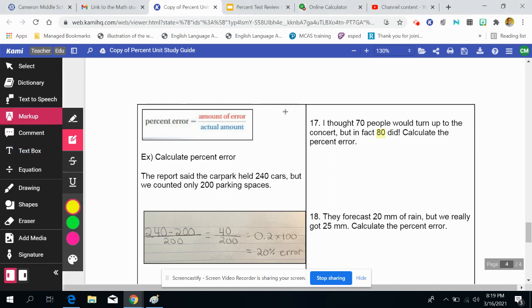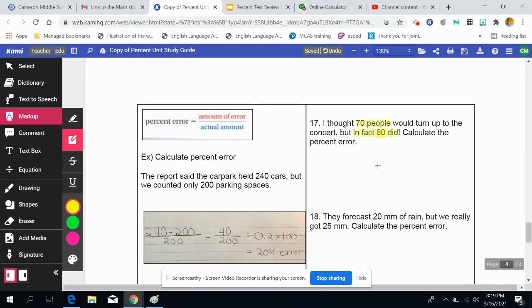And let's mark this up. I thought 70 people would turn up to the concert, but in fact, 80 did. Calculate the percent error. So my prediction was 70 people. But in reality, in fact, 80 did. But what actually happened, the actual number of people, was 80. Now, I want to find the percent error.